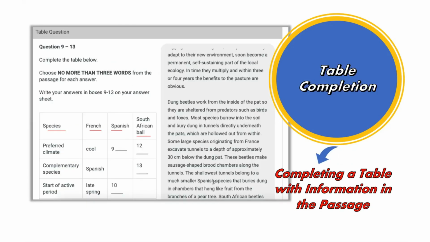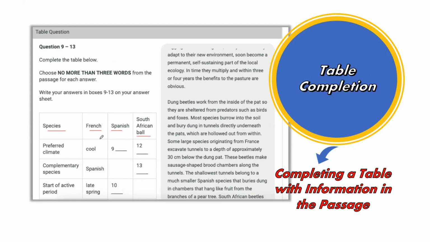And then similar to summary completion is a table completion. And so this is also very straightforward in that you have a table with columns, rows. In this case, we're looking at species, something French, something Spanish, and South African ball, quite specific here.